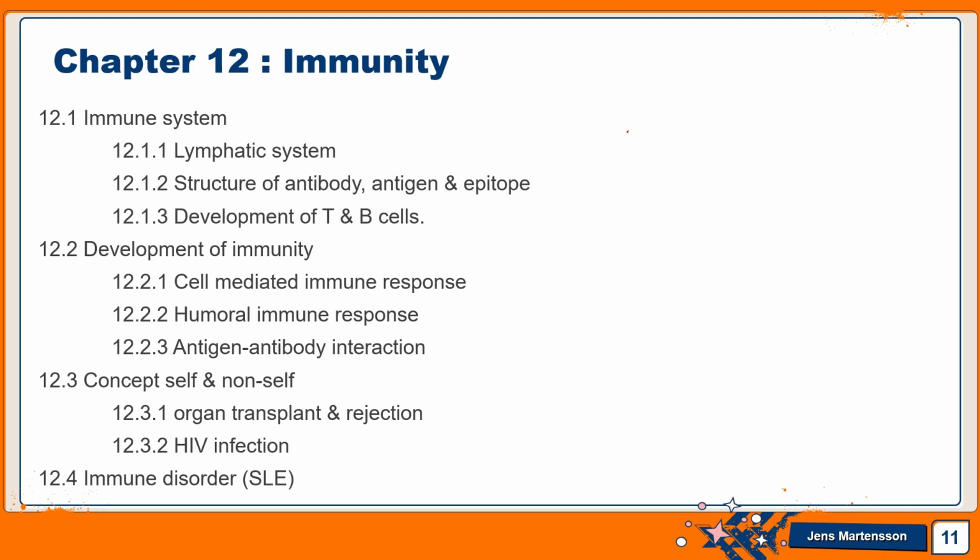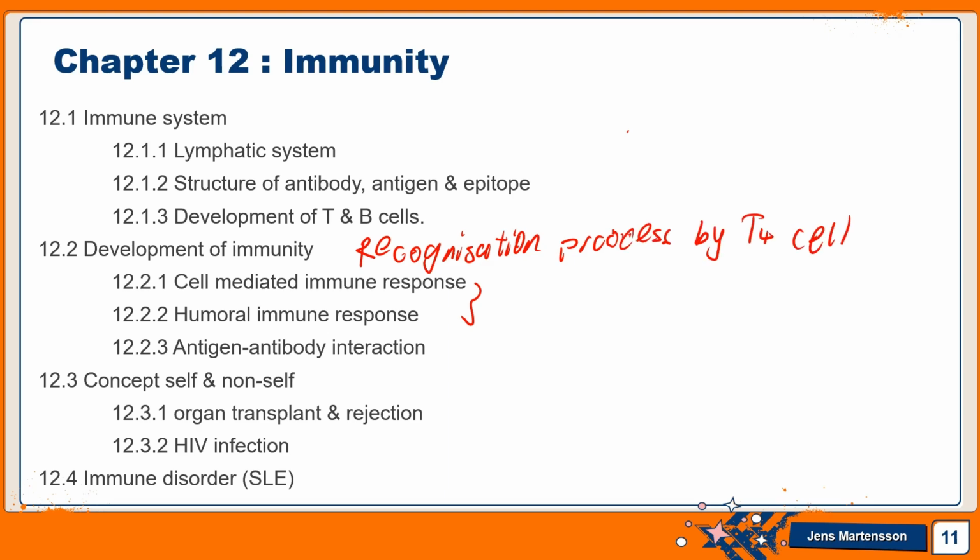Then 12.2 will be the immune response, development of immunity. So we actually have two types of immune response. One type is cell-mediated immune response, and another type is humoral immune response. You have to know that. And before these two responses, they have another process first, the vaccination process by T4 cell, the helper T cell.